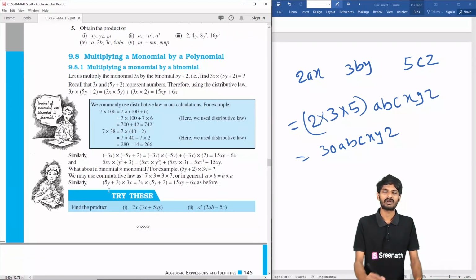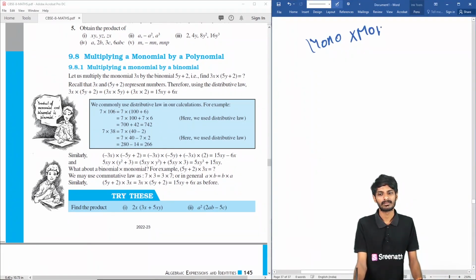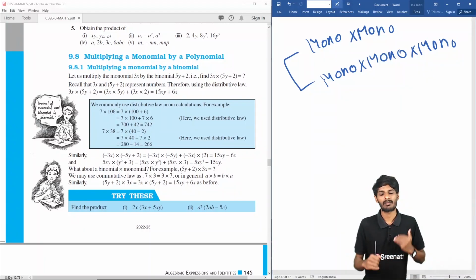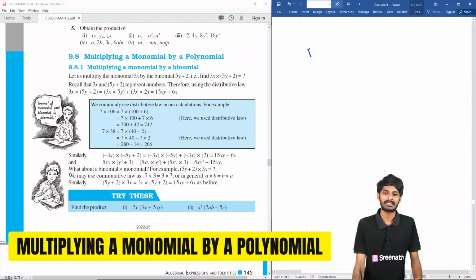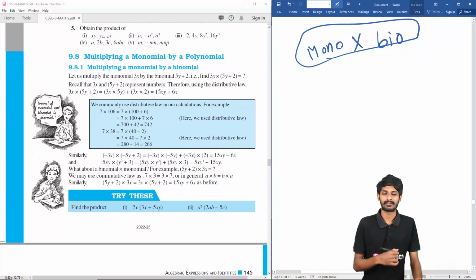And so finally we have understood the multiplication of a monomial by a monomial, and of a monomial by a monomial and a monomial. These two we have learned now. Now we are moving further and we are going to learn some more things. Here we are going to multiply a monomial by a binomial. This is what we are going to learn now.